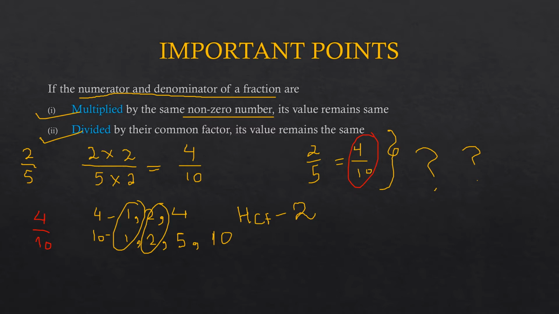Now according to the second point, we are saying that if the numerator and denominator of a fraction are divided by their common factor, here 2, and common factor means we are taking the highest common factor here, its value remains same. 4 divided by 2 gives us 2, 10 divided by 2 gives us 5. Here we will get 2 by 5 again, which was the given fraction to us. Hence the value remains same. These are the two important points. Now let's proceed.